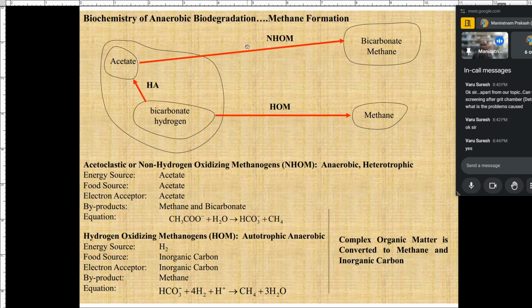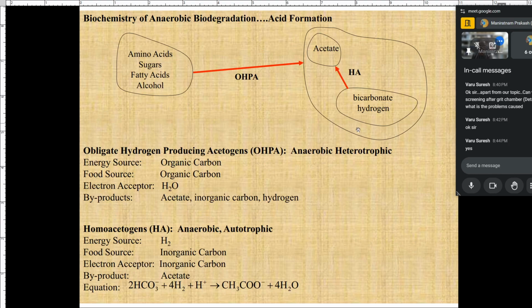Again, I am not going into detail here. You can see that if methane is formed from acetate, then it is known as simple methane. Or along with methane, some bicarbonates are also present, and these bicarbonates are getting converted into methane with this HA. So there is this two-way process.